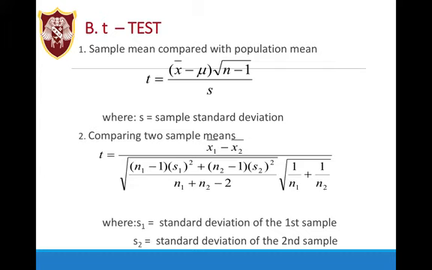These are the formulas for t when performing t-tests. The first one is applied when a sample mean is compared with the population mean. We use t-tests if the standard deviation is derived from the sample. So for the first formula, t is equal to the difference of the sample mean and the population mean mu multiplied by the square root of n minus 1, where n is the sample size, all over the sample standard deviation s.